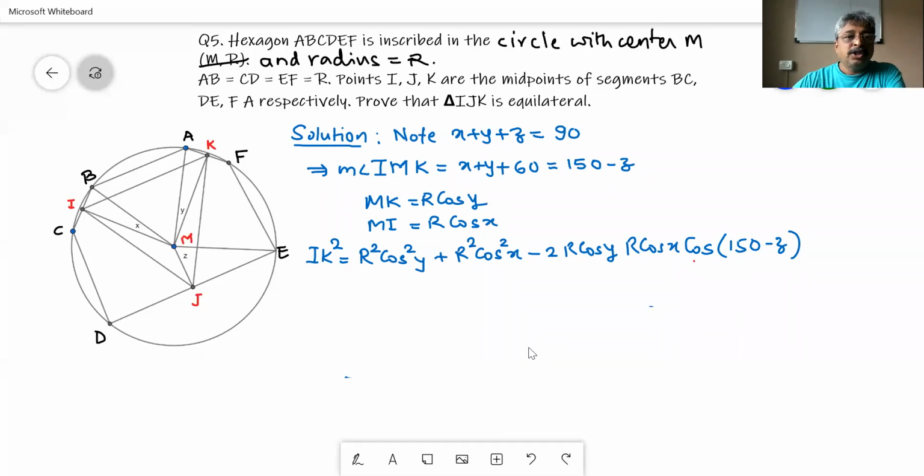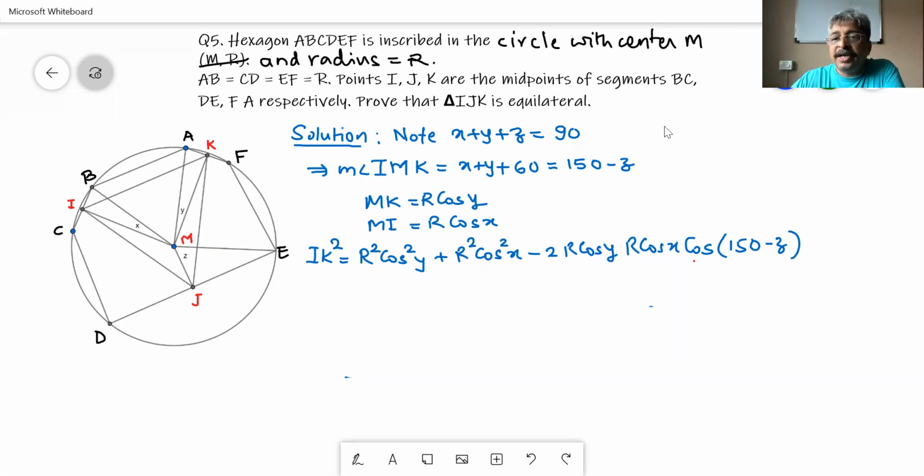Okay, this is one of the difficult problems that is asked every year in trigonometry sessions. Hexagon ABCDEF is inscribed in a circle with center M and radius capital R. These segments AB, CD and EF are such that their length is equal to R. Points I, J and K are midpoints of BC, DE and FA respectively, then we are supposed to prove triangle IJK is equilateral.